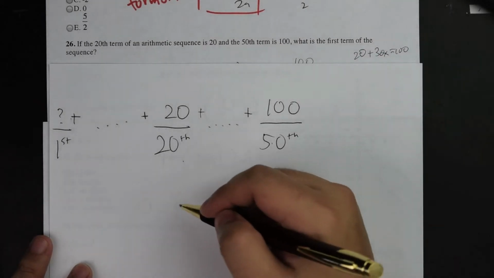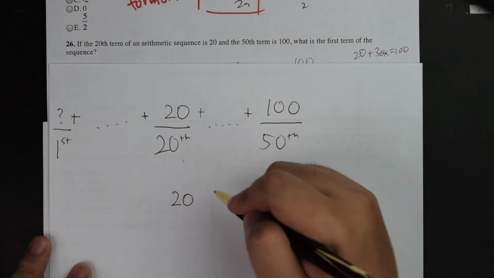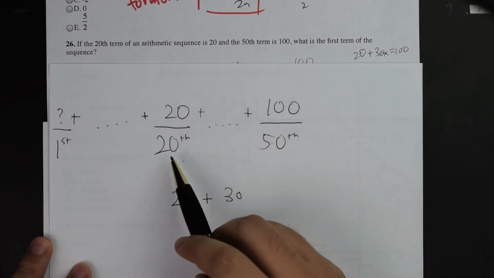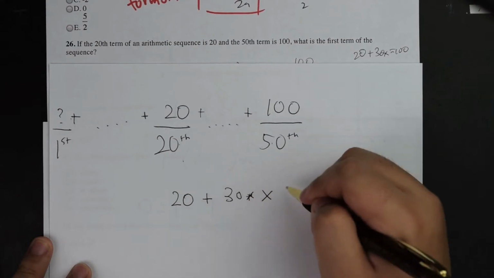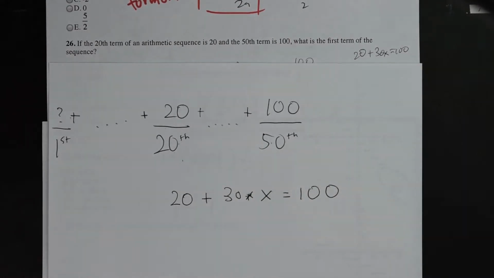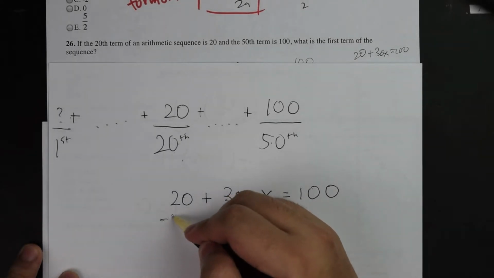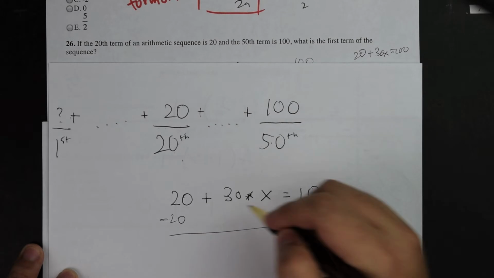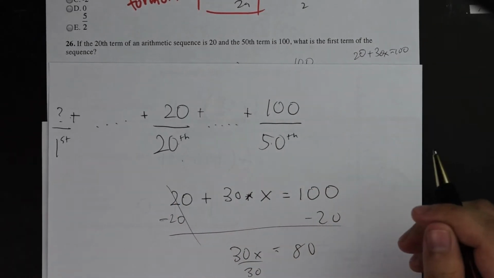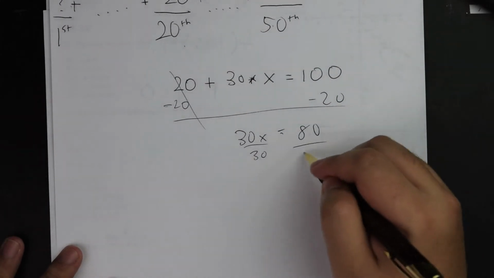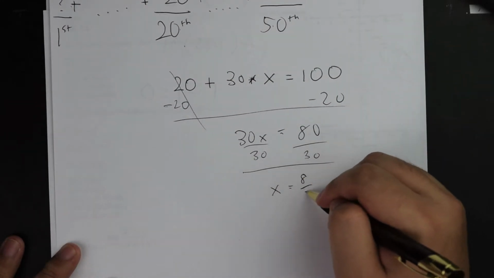The same way you could write this is by writing the equation 20 plus 30 times my unknown x will equal 100, because 30 of these gaps exist, and 30 times do I have to add the same number to get to 100. And so now after I've done this sort of work, what I can do is solve for x. So I'm going to subtract 20, and then it's going to be 30x equals 80. And if I divide by 30, x is going to become 8 over 3.